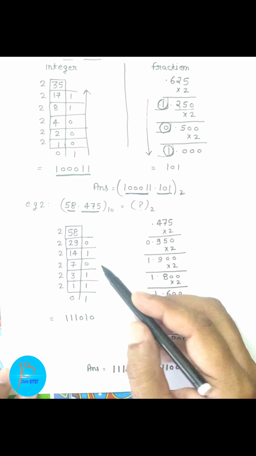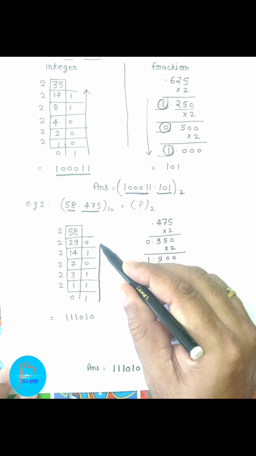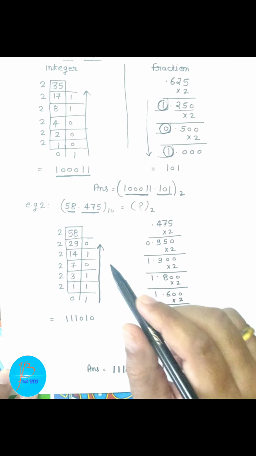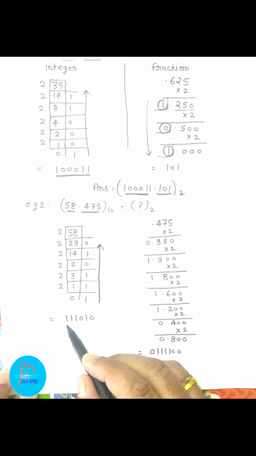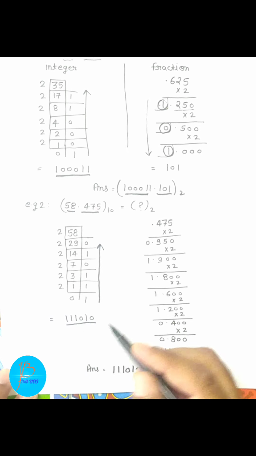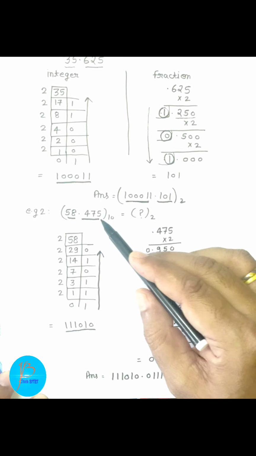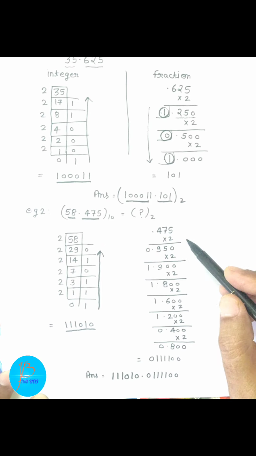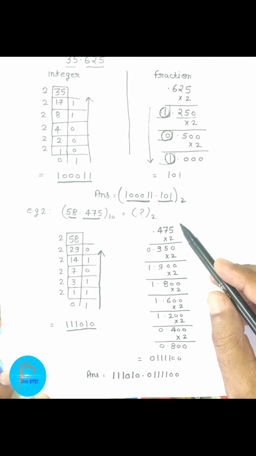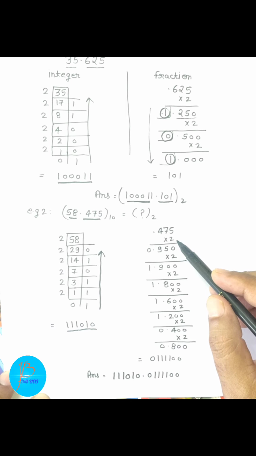the number becomes 0, and copy down all the remainders. Finally, you will copy all the remainders from bottom to top. So your answer will appear as 111010. Children, this is the answer for your integer part. After that, take the fractional part, 0.475. Okay children, 0.475 you will start multiplying by 2.